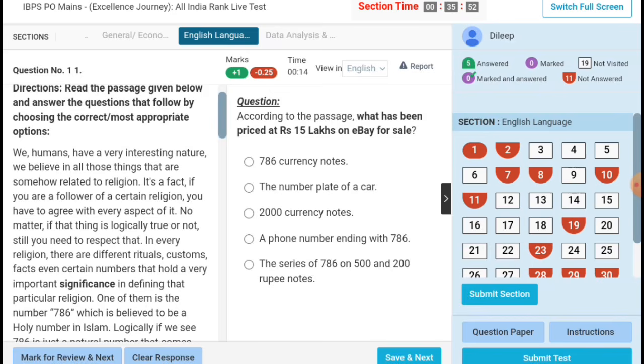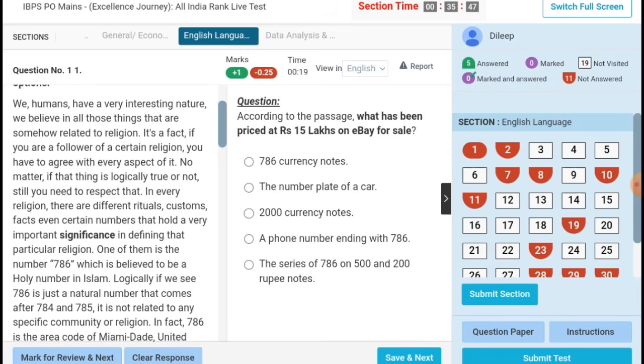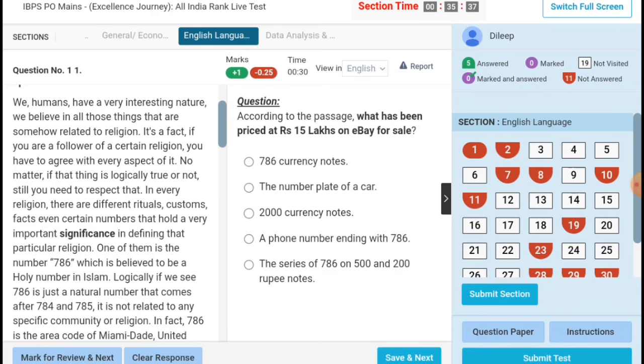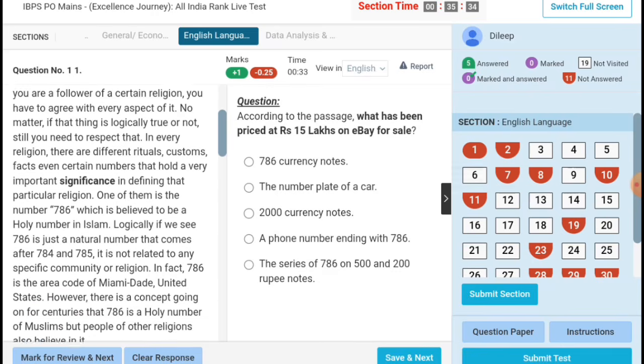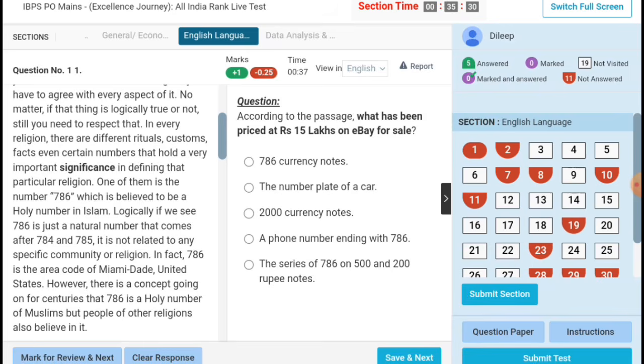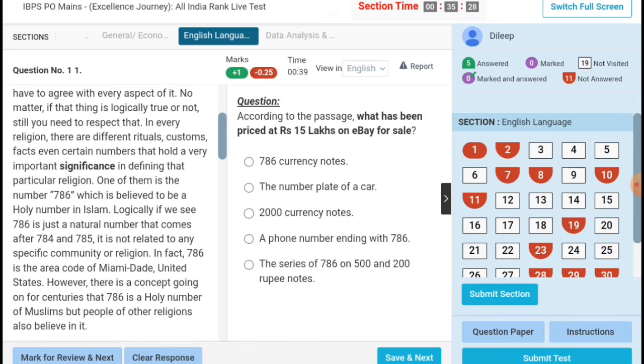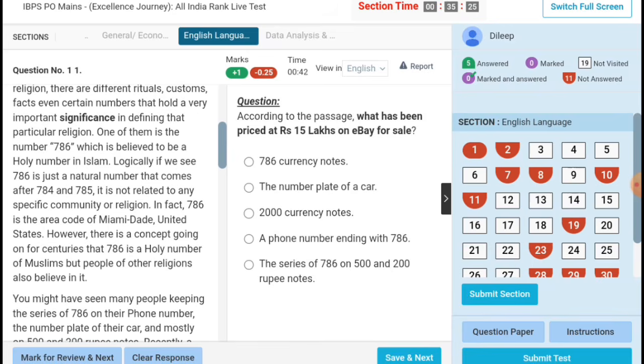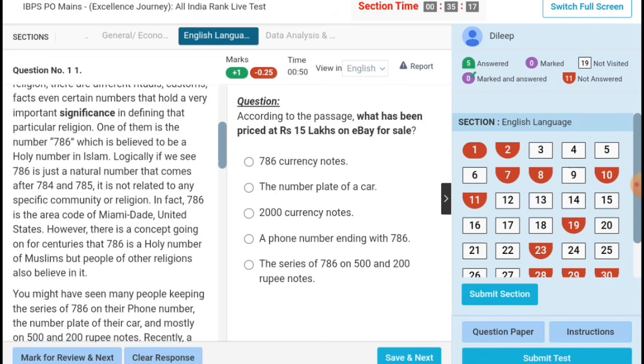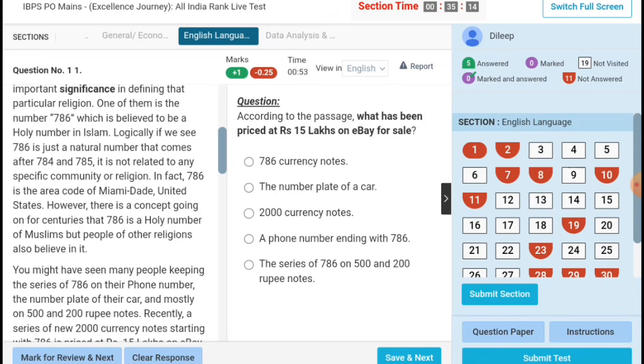We humans have a very interesting nature. We believe in all those things that are somehow related to religion. In fact, if you are a follower of a certain religion, you have to agree with every aspect of it, no matter if that thing is logically true or not. Still, you need to respect that. In every religion, there are different rituals, customs, facts, even certain numbers that hold a very important significance in defining that particular religion. One of them is the number 786, which is believed to be a holy number in Islam. Logically, 786 is just a natural number that comes after 784 and 785. It is not related to any specific community or religion.